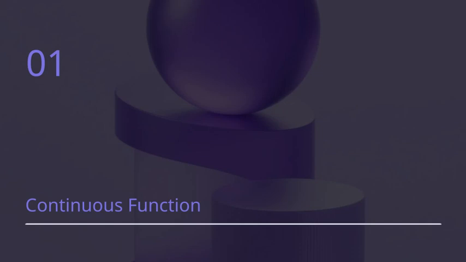Let's talk about continuous functions. A continuous function is one where, intuitively, you can draw the graph without lifting your pencil from the paper. More formally, at any point in its domain, the function's value can be made arbitrarily close to the function's value at that point by choosing inputs sufficiently close to it. This means there are no jumps, breaks, or holes.